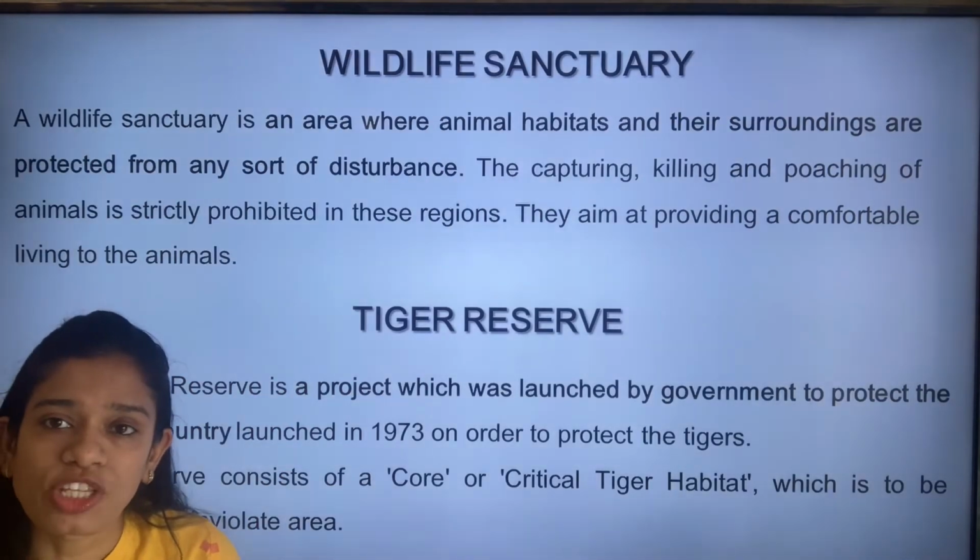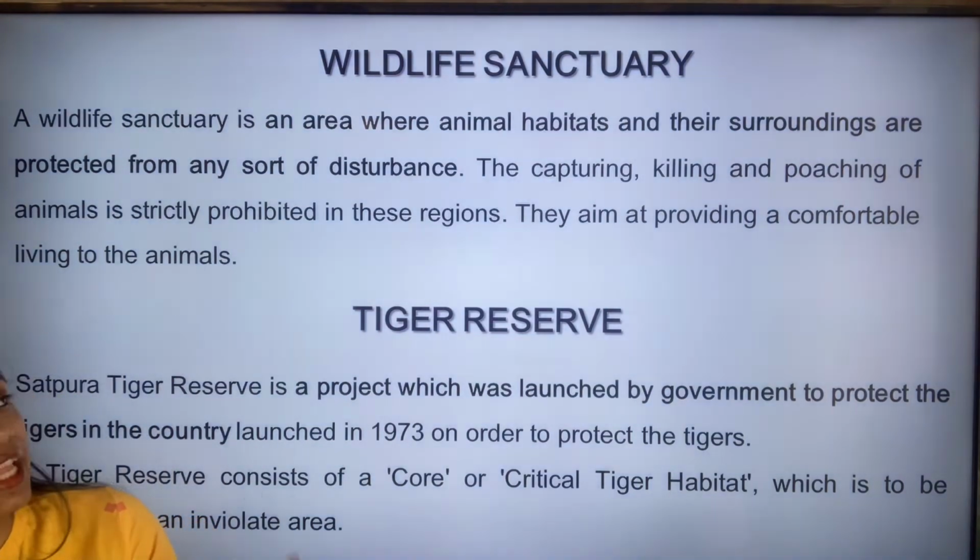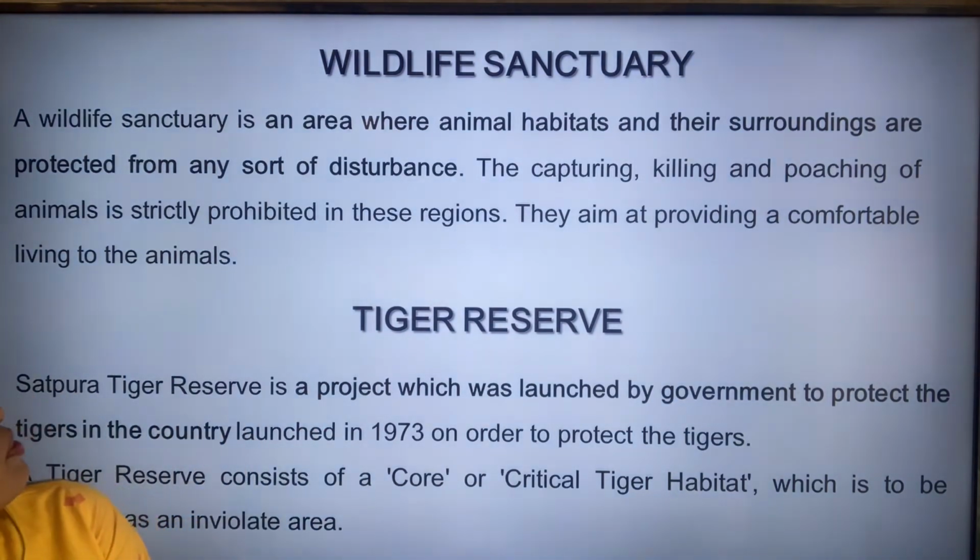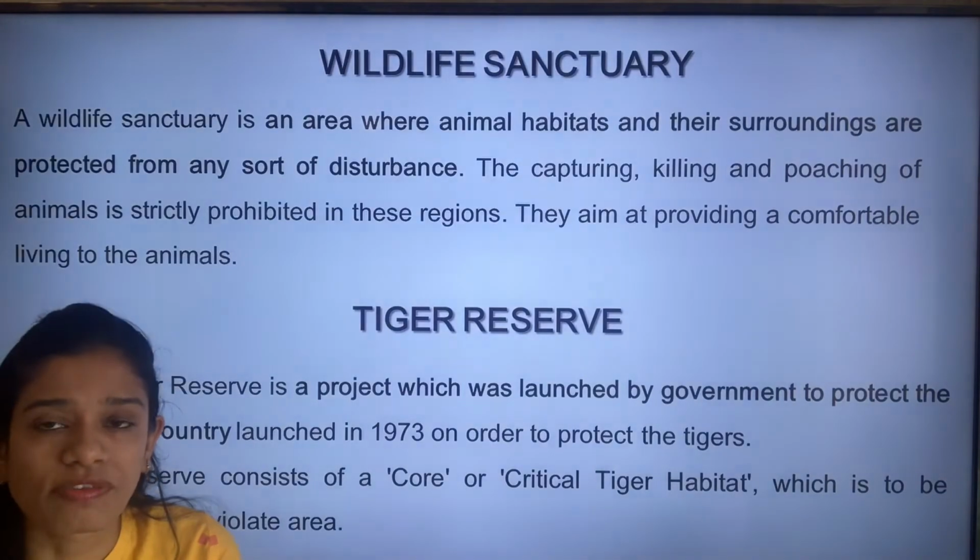The wildlife sanctuary is an area where the animals, habitats, and the surroundings are protected from any sort of disturbance.